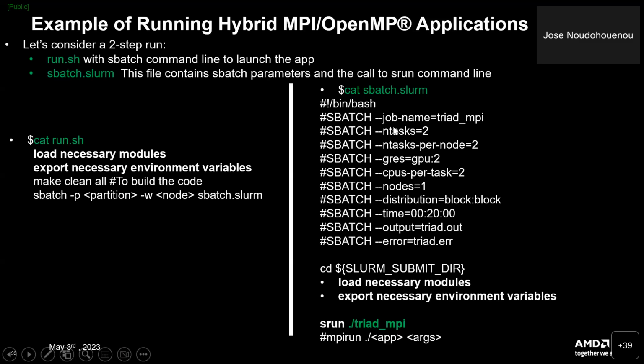So you specify all the sbatch options that are necessary to you, and you load the necessary modules that your application needs, and then you call srun plus the application and any arguments, or you can use mpirun as well to run it.